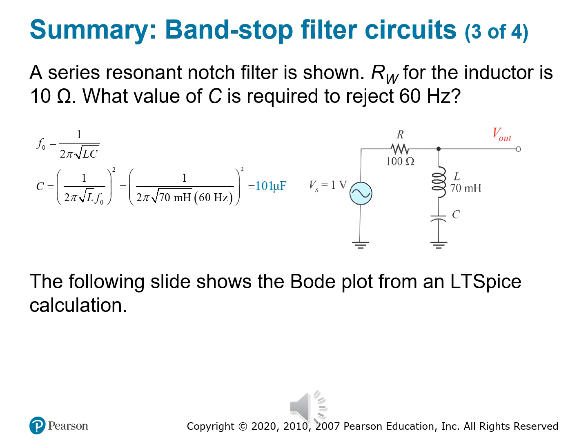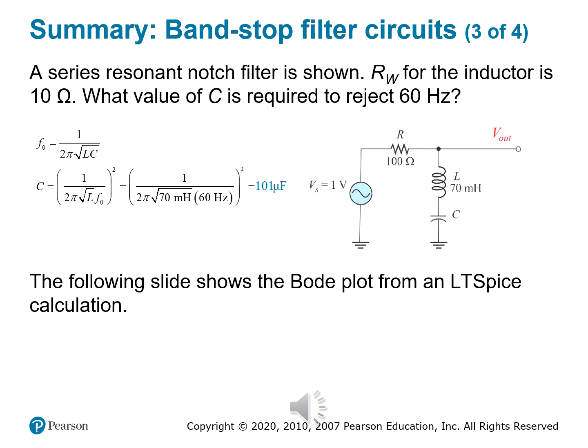So we have a question. What value of capacitance C do we need to make that happen? And we can calculate this. This is where resonance comes into play. That center frequency F sub naught for a series resonant circuit, we can determine by the formula F sub naught, right?